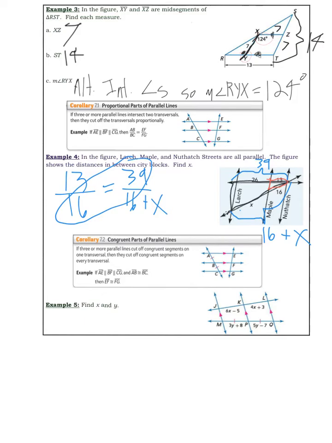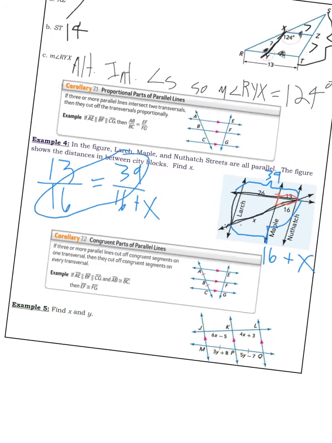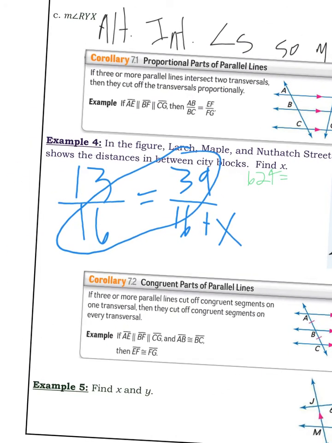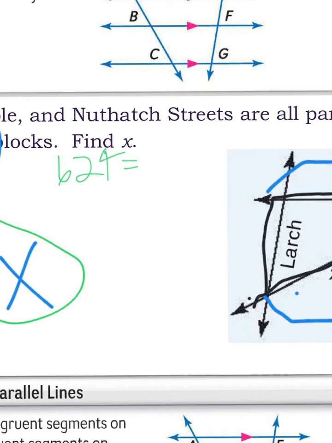And I get 624. Let me zoom in so I can write smaller. 624, and then what's that going to equal? It's going to be 13 times 16 plus x. So I'm going to write that down exactly. 13 times 16 plus x. So what I like to do is distribute. 13 times 16 is 208. And 208 plus 13x is what that will get.